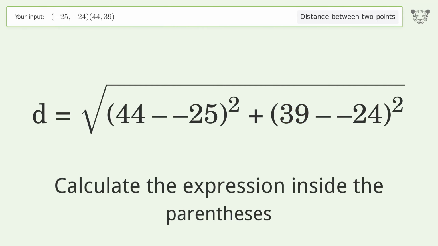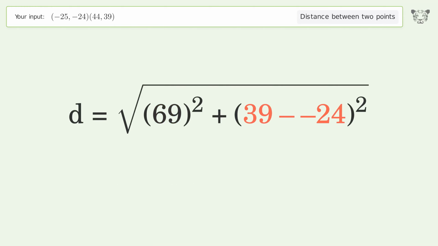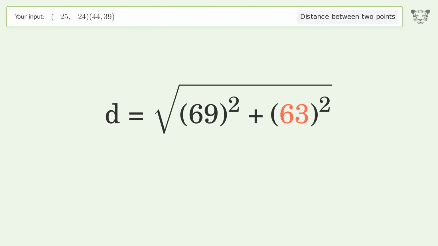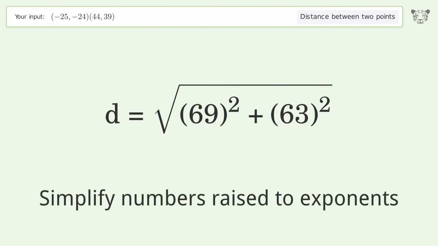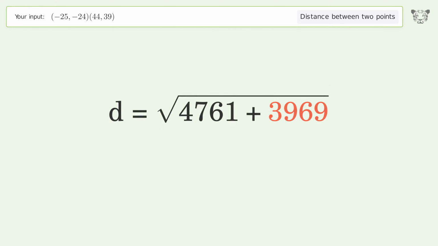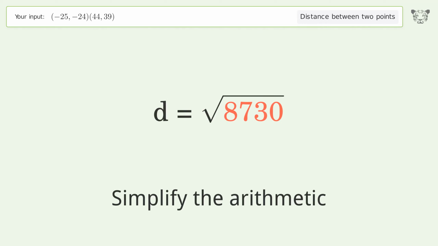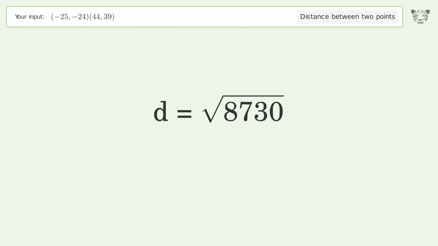Calculate the expression inside the parentheses. Simplify numbers raised to exponents. Simplify the arithmetic. And so the distance between the 2 points is the square root of 8,730, or 93.434.